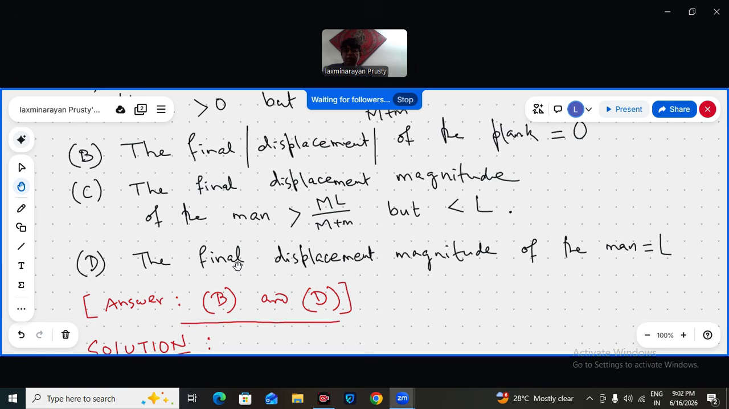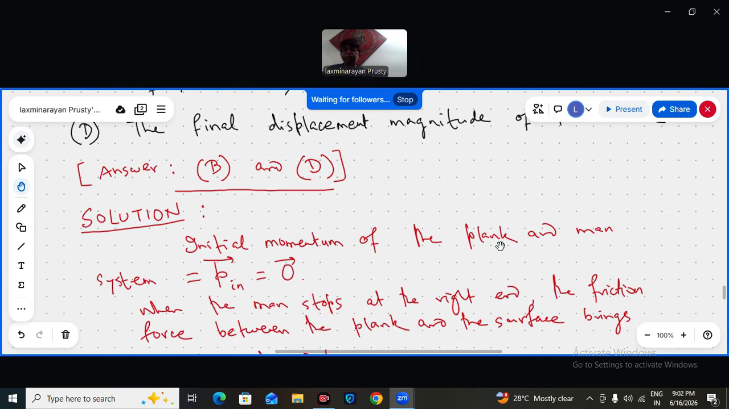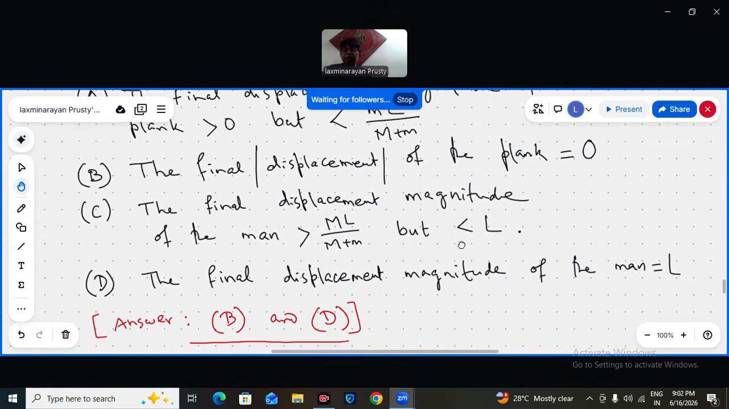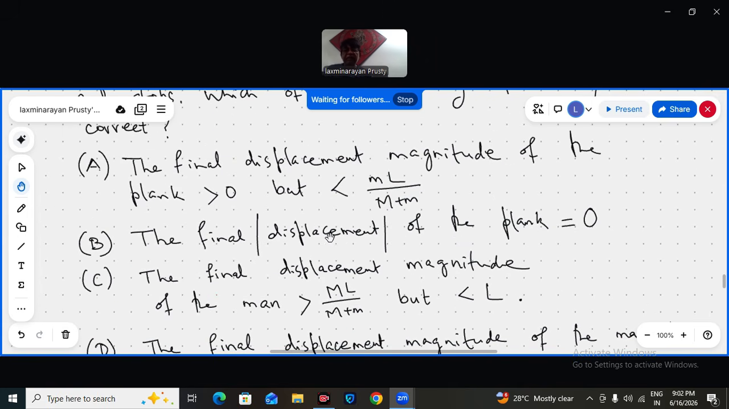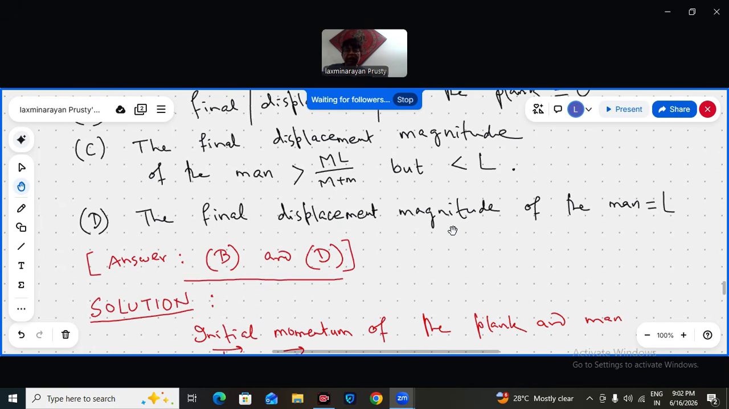And option D is final displacement magnitude of the man is equal to L only, with respect to ground. And my answer is options B and D. The final displacement of the plank will be 0 and the final displacement magnitude of the man is L.